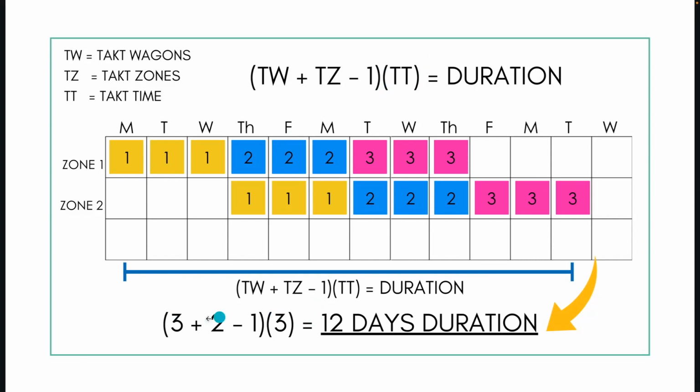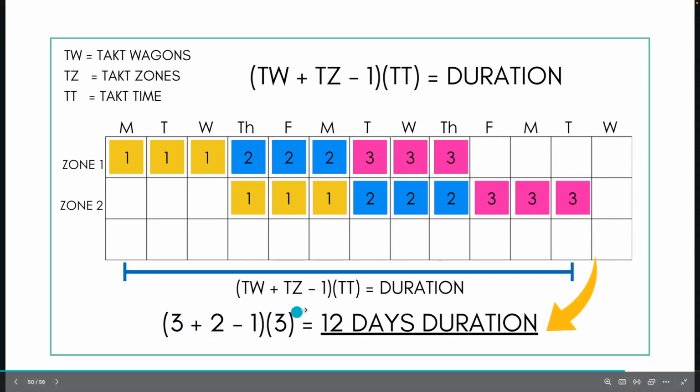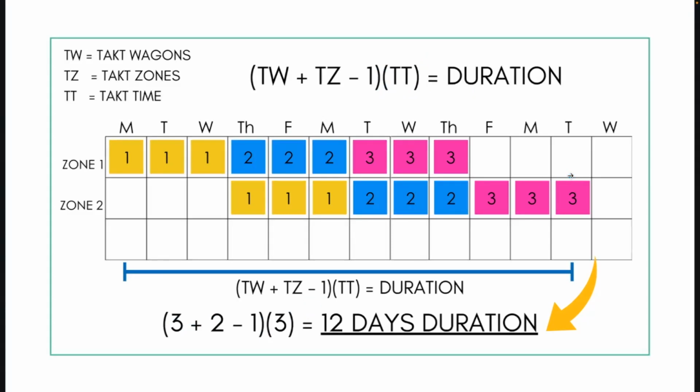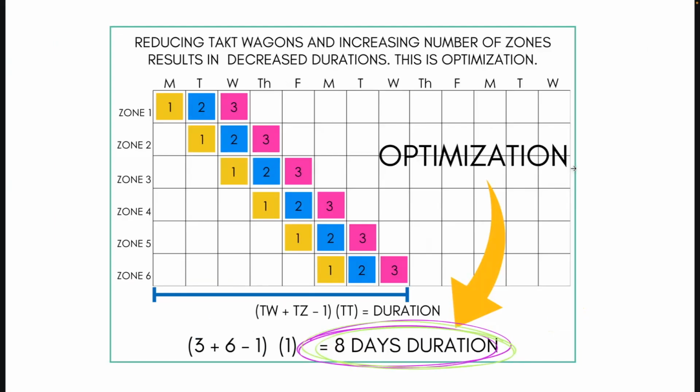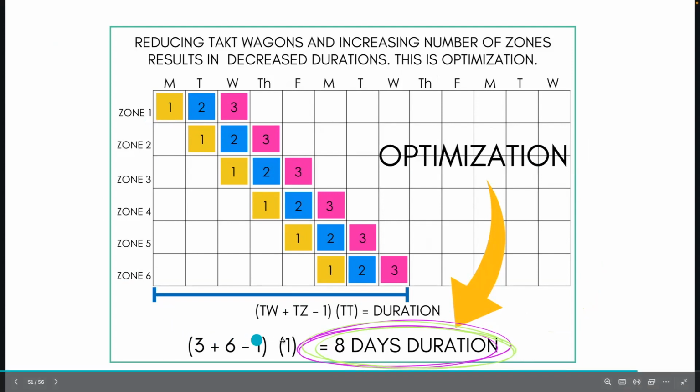Well, now that we have our wagons and we have our zones, and now the third component, the takt time, we're able to plug that into the formula and get our duration, and also play around with other scenarios. So if you look at this page right here, we went to 3 wagons, of course, but a 1-day takt time with 6 zones. You plug that into the calculator, and now you have 8 days. So you've shortened the sequence.